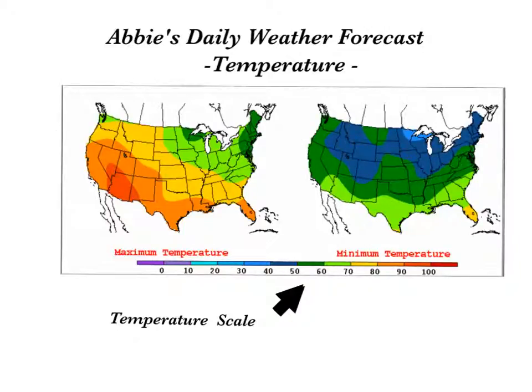The high for Wisconsin is 65, and the low for Wisconsin is 45. Those are the temperatures for today.